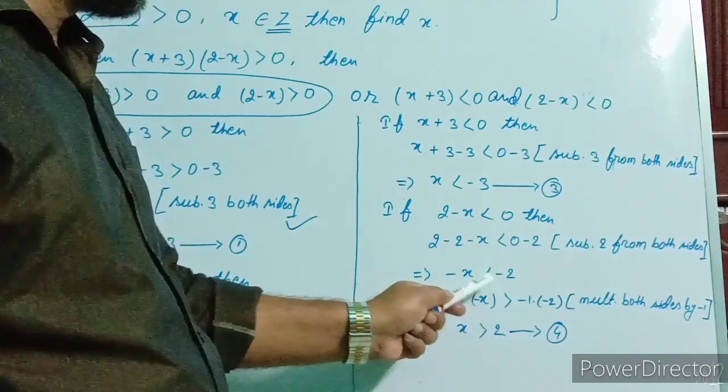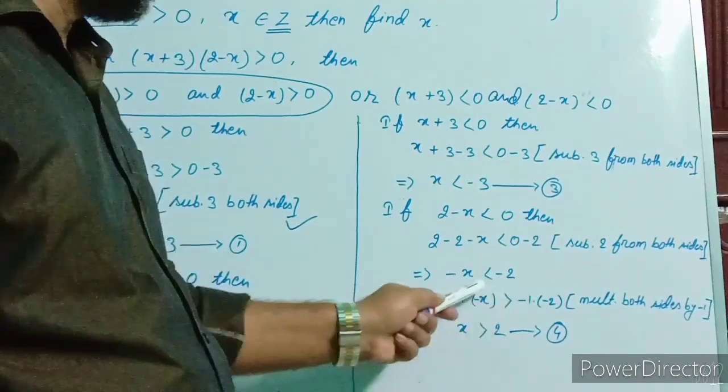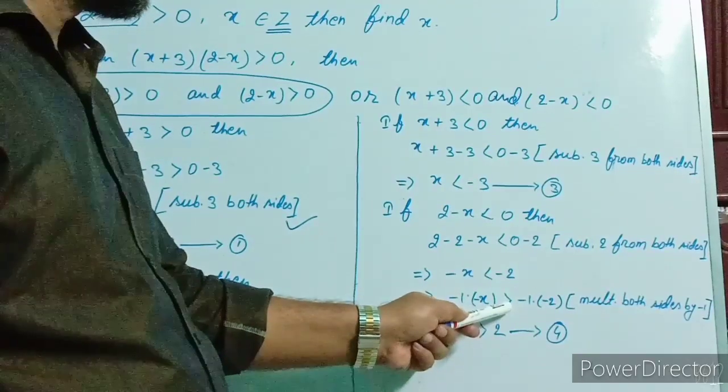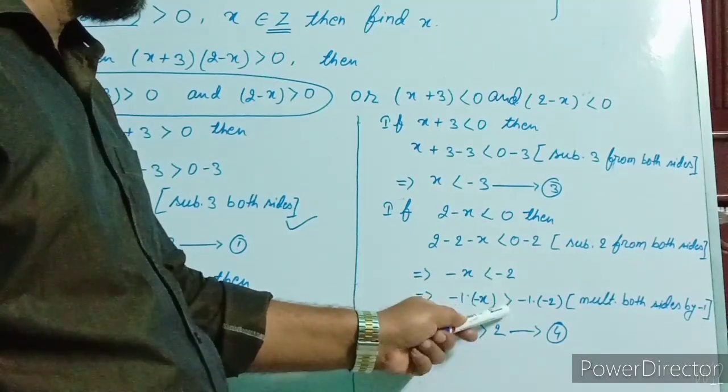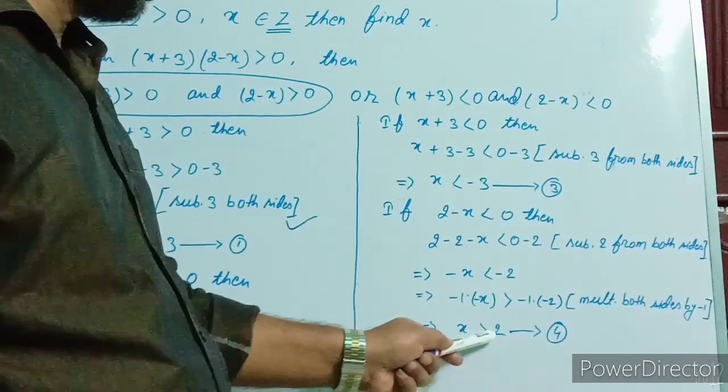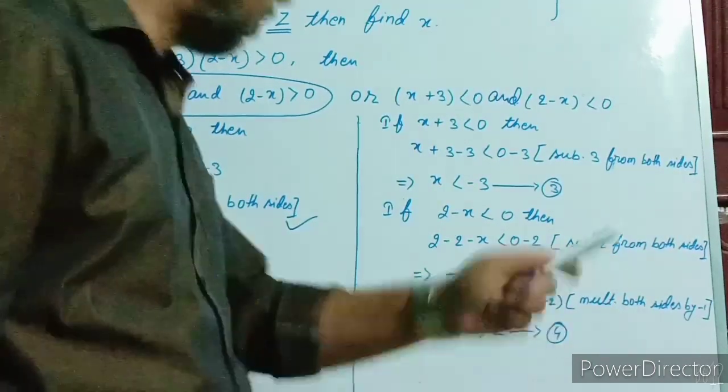By the same process, since we are multiplying both sides by minus, this symbol will be opposite. Here was smaller than, I made it greater than. So x is greater than 2. This became equation number 4.